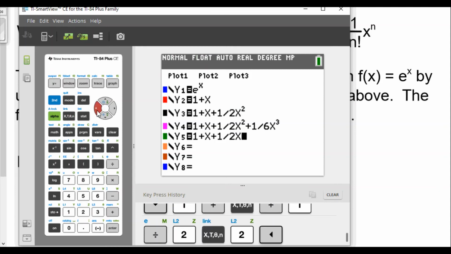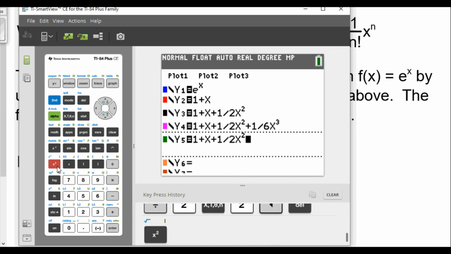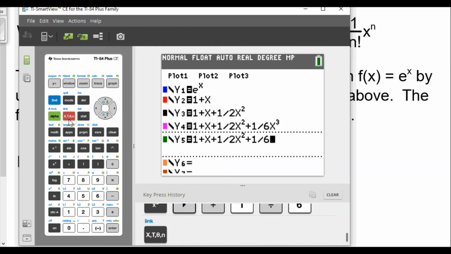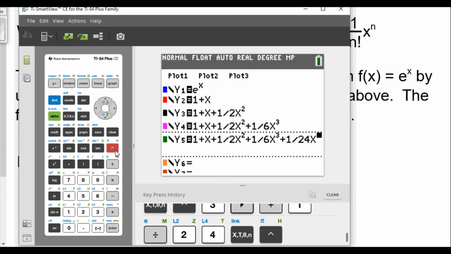All right, we'll go 1 plus x plus 1 over 2 x squared plus 1 over 6 x to the third, and then plus 1 over, now 4 factorial is 24, x to the fourth. All right, so we're going to take a look at the graph. Hopefully we'll graph all these.